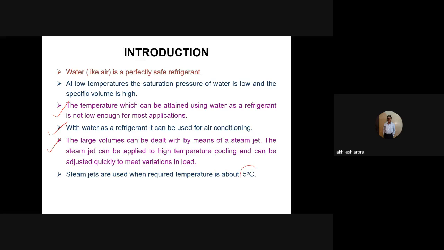So I have already told you when we will be using steam jet ejector refrigeration system, we usually will be going for a temperature range of 5 to 7 degrees Celsius or 10 degrees Celsius. That is where we usually use this steam jet ejector.